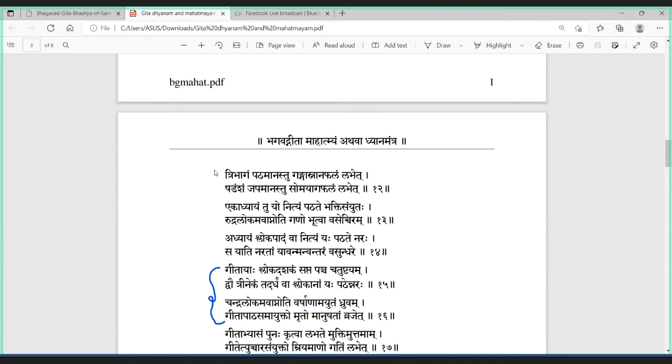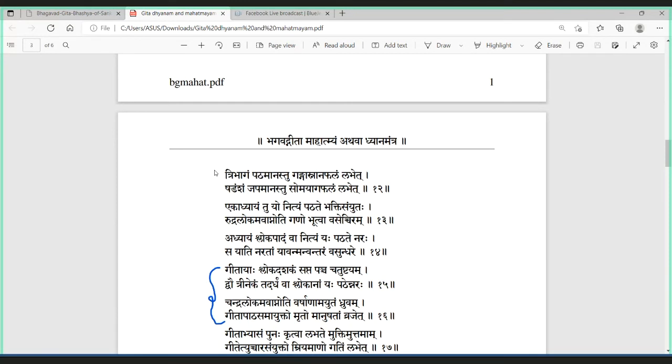But then tribhagam pathamanastu. What will be the tribhagam? Tribhagam of 18? 6. 6 chapters also patham astu. If you do even 6 chapters, Ganga Snana Phalam Labhet. So whatever the punyam of Ganga Snanam you have to get, you don't have to go to Rishikesh, Haridwar and take dips in the Ganga. Just do 6 chapters of Parayanam where you are sitting, wherever you are sitting. And you get the same phal.